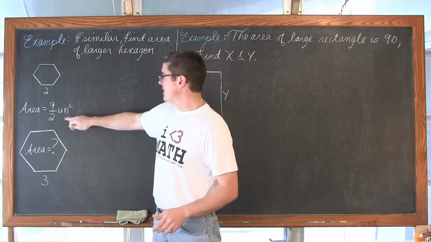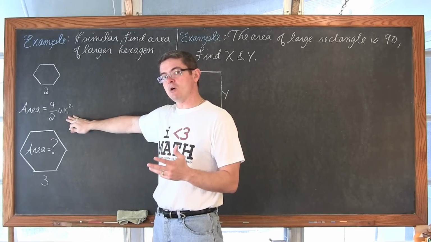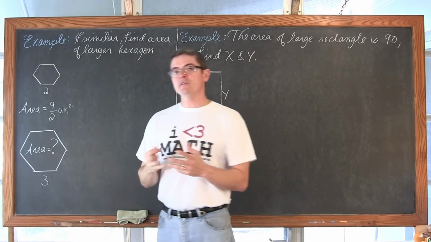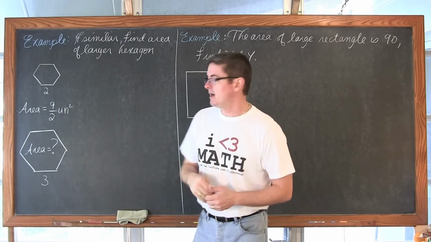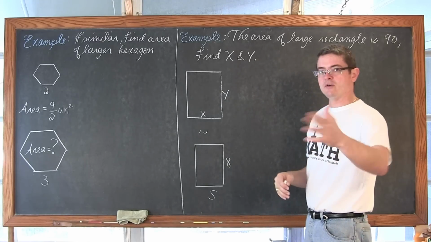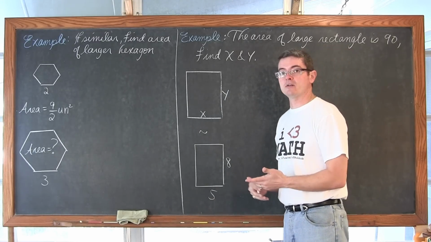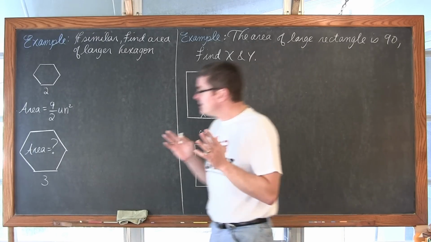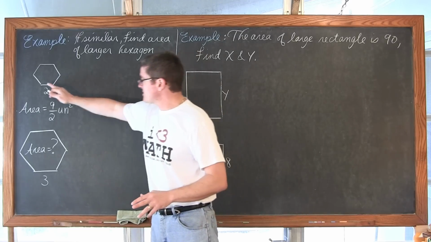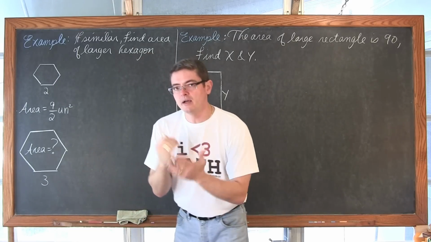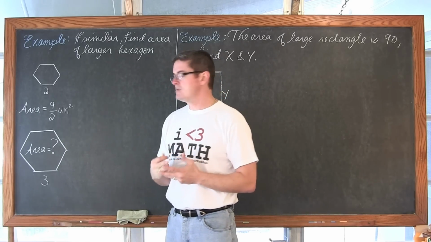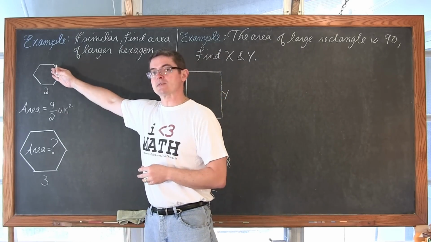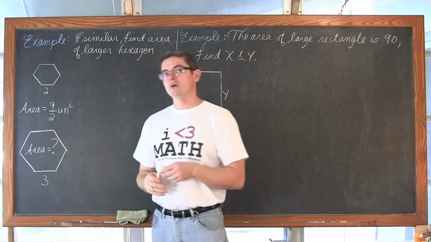I have the area of the smaller hexagon, and I want to find the area of the larger one. Well, this is really just like the last example. It's even so much so that hopefully you can just pause the video right now and figure the answer out on your own. But, you know, let's just work through this. I have a side of 2, a side of 3. They are, again, similar. I want to find a multiple of change that's going to take this area for the smaller hexagon and find the area of the larger one.